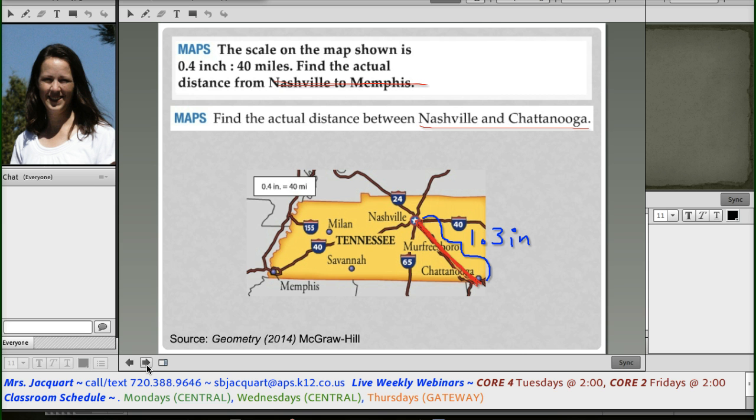Okay, so the way that we're going to set this up is map over actual. My map scale is 0.4 inches, and my actual is 40 miles. When I look at my measured part, it's 1.3 inches, and then we don't know what the actual is, so it equals x.